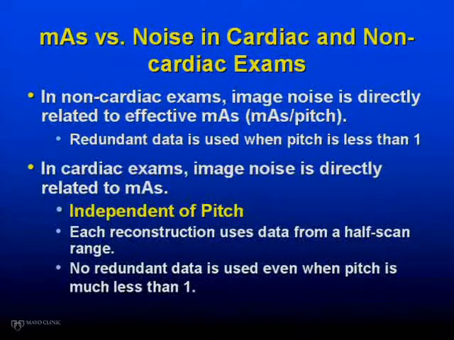And in cardiac exams, because we want to improve the temporal resolution, during the reconstruction, even if the pitch is very, very low, usually like 0.2 to 0.3, there's a lot of redundant data. However, to improve the temporal resolution, only the data in one single rotation and a half scan range is utilized. So this is why in cardiac exams, image noise is directly related to the mass. It is independent of pitch.